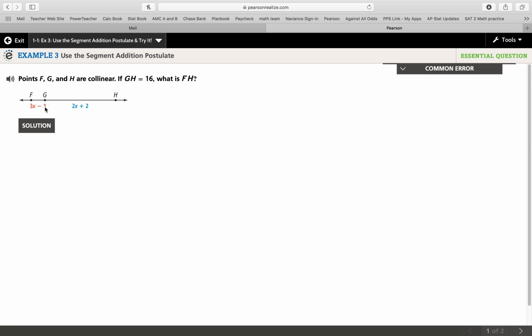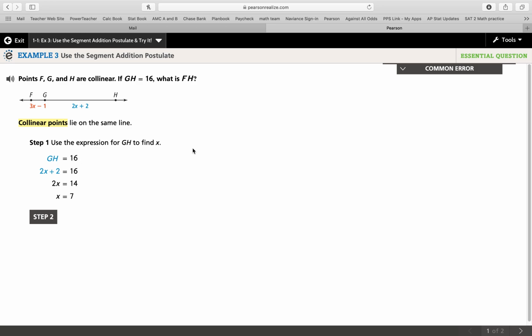You'll see the distance between F, G is 3x minus 1, and the distance between G, H is 2x plus 2. Up here, it tells us that GH is 16. It wants us to find FH. So, since they're collinear, we know they're on the same line. I first need to figure out what x is. Since GH is equal to 2x plus 2, and I know that GH is 16, I'm going to set 2x plus 2 equal to 16 and solve for x. I got x is equal to 7. Since x is equal to 7, I can go ahead and substitute 7 back in to find FH.